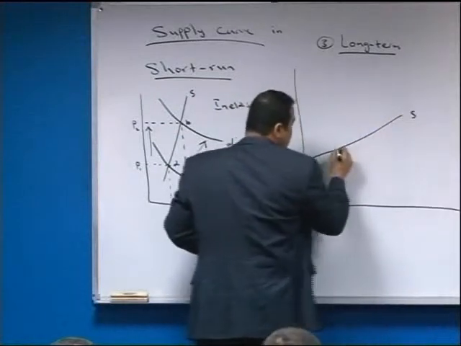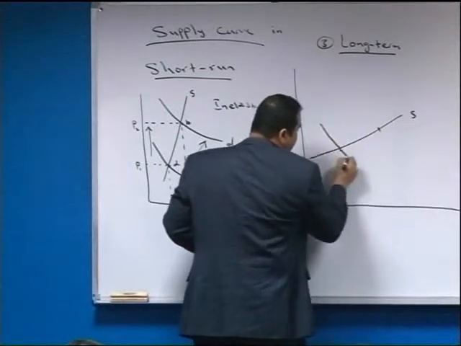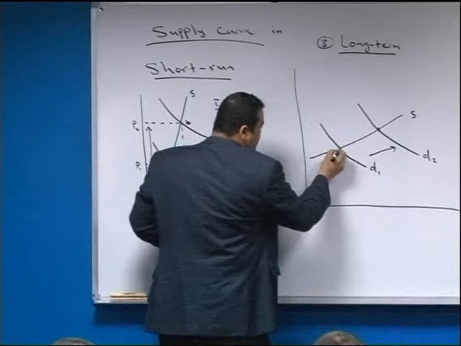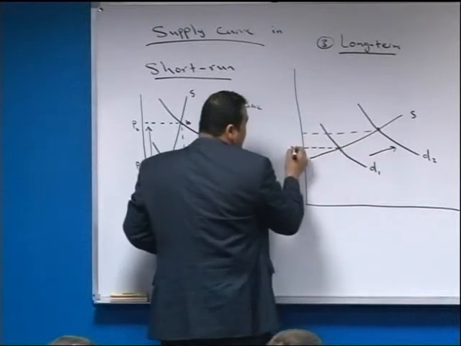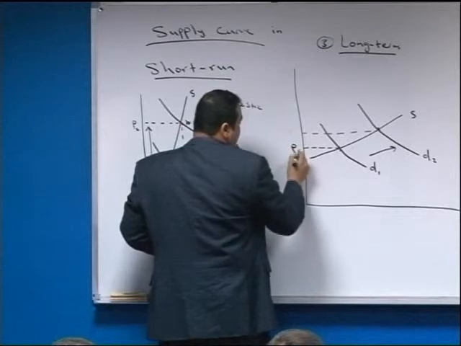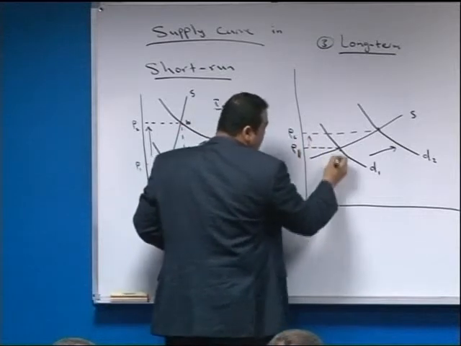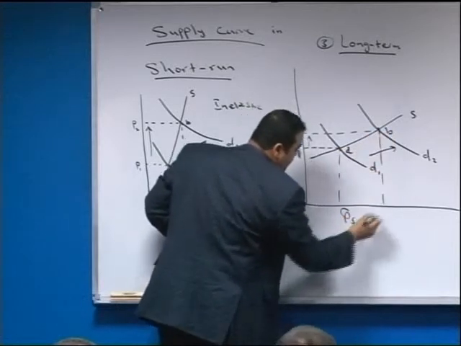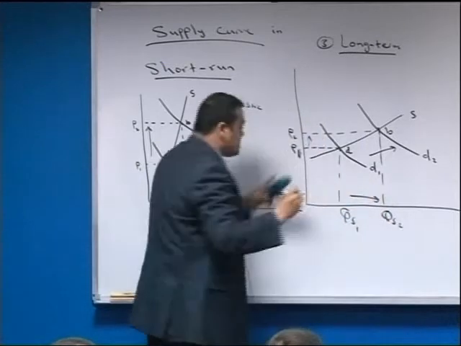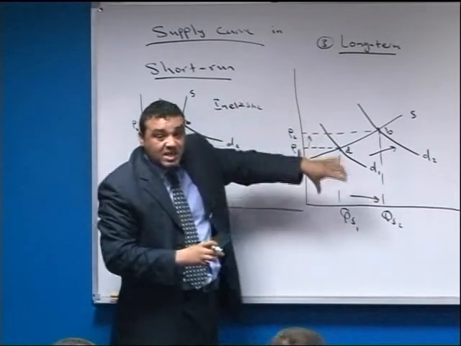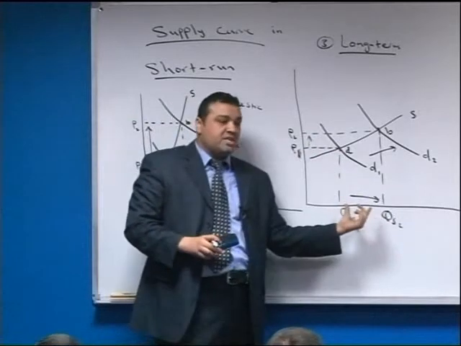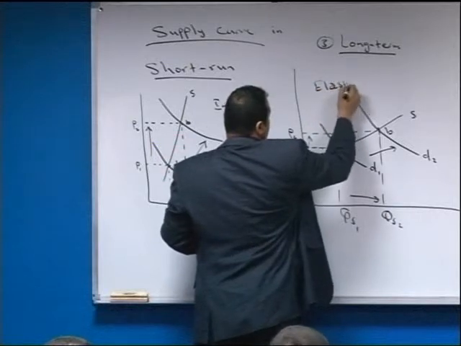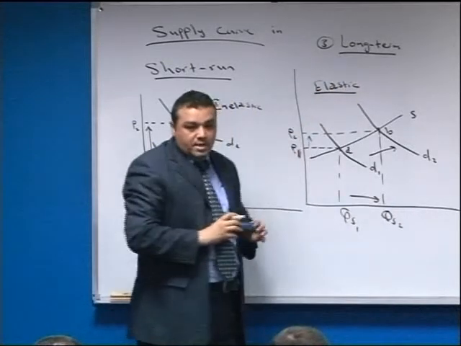So elastic means if demand increases from D1 to D2, the percentage change in the price is smaller than the percentage change in quantity supplied. So as you see, from A to B, QS1, QS2, the percentage change in the price is smaller than the percentage change in the quantity supplied. So the supply curve would be elastic. Right? Okay.